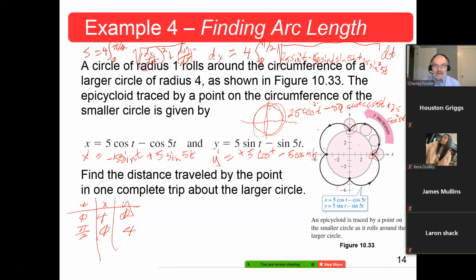All that's under the radical. The good news here, folks, is sine squared t plus cosine squared t is 1. So let's simplify that radical. In fact, I guess I should write it all down again. So your s is going to be 4 times the integral from 0 to pi halves.